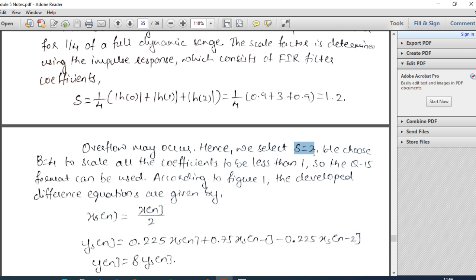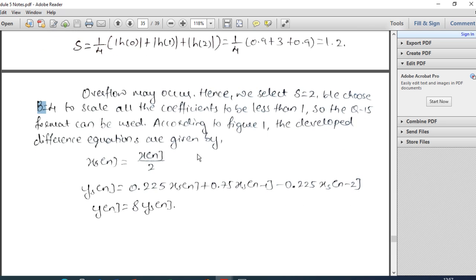So therefore we have chosen S equals 2 and B as 4 here. Now using these two scale down factors, we can scale down the input data and the coefficients, which is shown here. So this is the scaled down input signal x_s(n), which is given by x(n) by 2, because x(n) is the complete input signal which is given for the filter. So it should be scaled down by 2. We have written x(n) by 2 is nothing but x_s(n), which is the scaled down input.